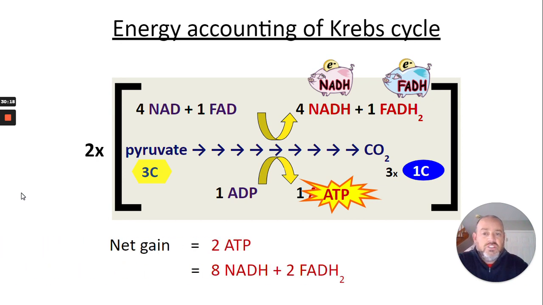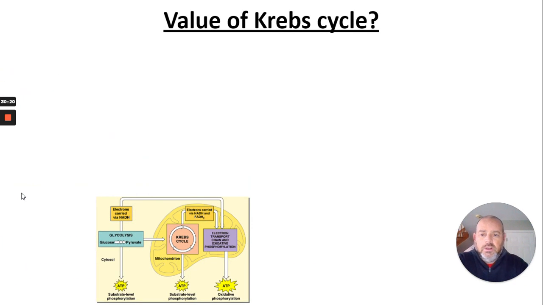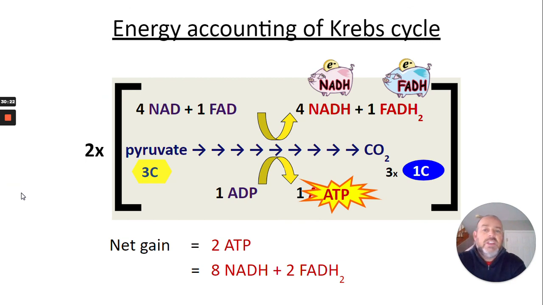Okay, so here's your net gains. Whoops, I'm sorry. Your 2-8-2, you got 2 ATP, you got 8 NADH, and you got 2 FADH2. Okay, and so it was really a 4-1-4. I'm sorry, a 1-4-1. But then you have to multiply it by 2 because you had 2 pyruvates. So then you get 2-8-2.